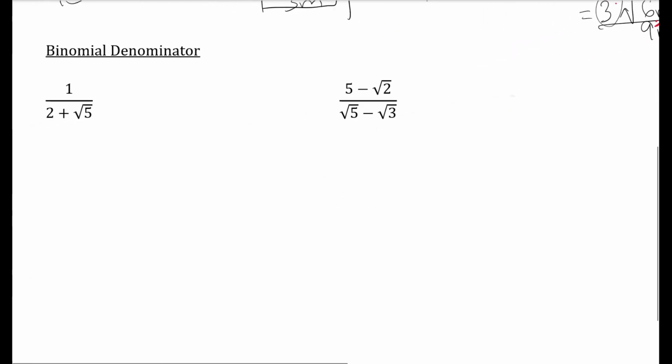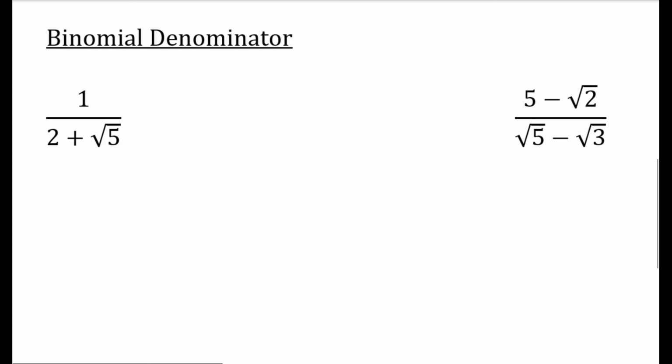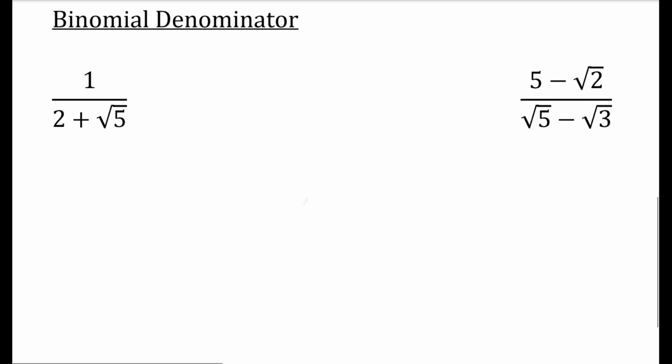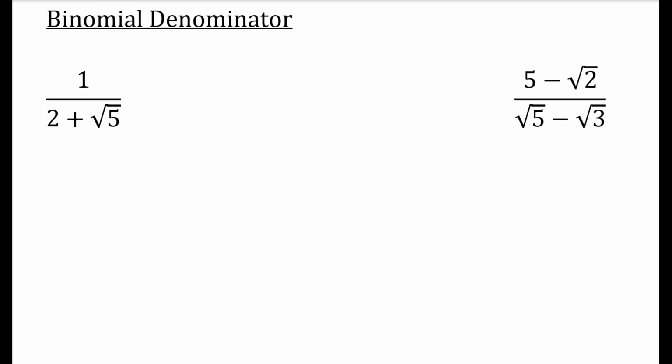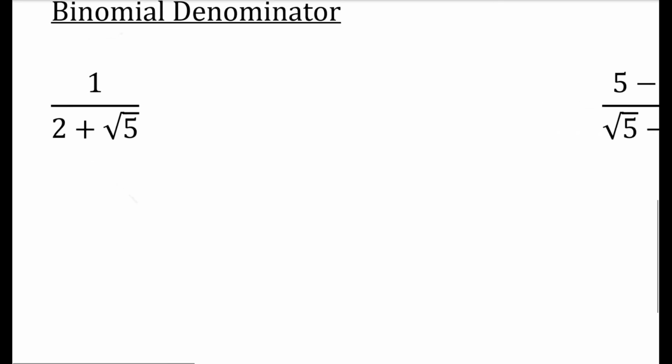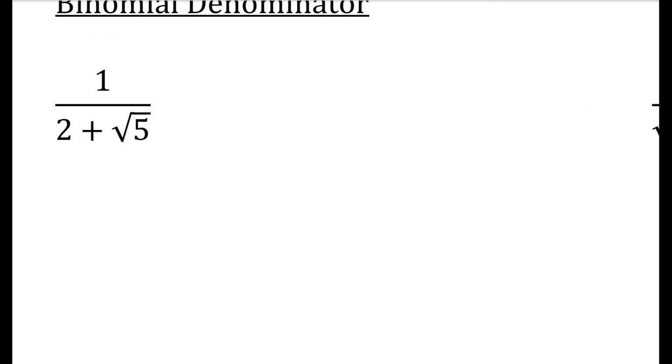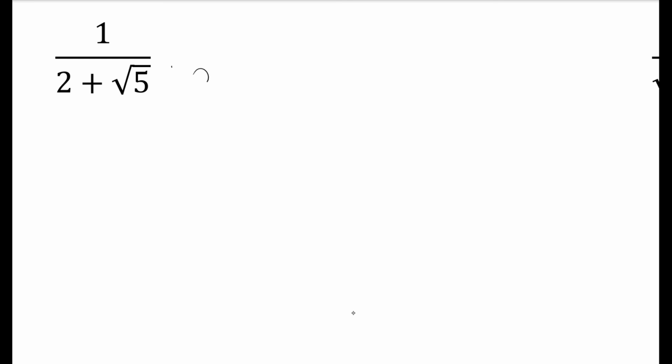All right, so now we're going to talk about how to rationalize when you have a denominator that's a binomial. How do we go about doing this process? Well, if I want to get rid of the radical, I can't just multiply by the same thing. You may think, well, what if I multiply by 2 plus square root of 5? Or what if I multiply by the square root of 5?